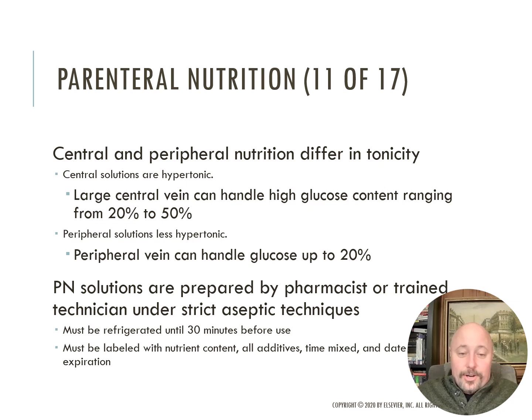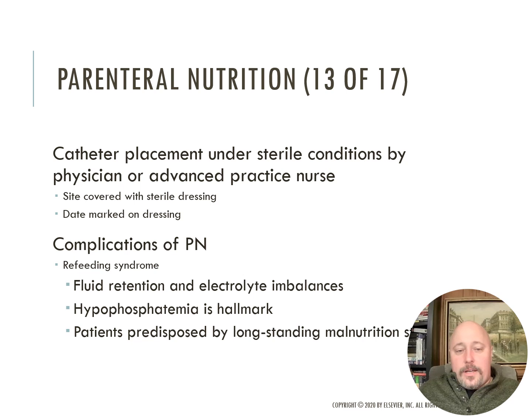Central solutions are hypertonic and require a large central vein that can handle high glucose content, ranging from 20 to 50%. On the other hand, peripheral solutions are less hypertonic, because a peripheral vein can only handle glucose up to 20%. These solutions are prepared by a pharmacist or a trained technician under strict aseptic techniques. The central catheter is placed under sterile conditions by a physician or advanced practice nurse.